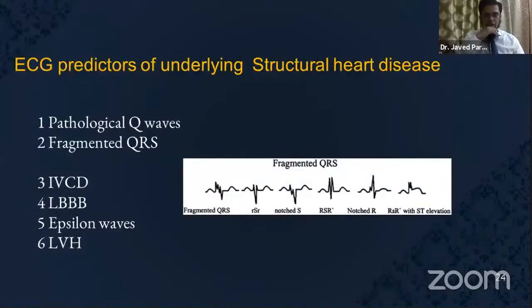Now again, there are certain pointers in the ECG which point towards structural heart disease. So what are those? If you have pathological Q waves, that indicates a scar. And if that patient presents with syncope, more likely he had a ventricular arrhythmia. Then comes fragmented QRS. Fragmented QRS is this slurring which you can see here. If you have this kind of slurring at the end of the QRS, or just prior to the end of the QRS, or you have notched S waves, or notched R waves, and you have RSR' with ST elevation, all of these come together in fragmented QRS. So if you have fragmented QRS in the baseline ECG, that indicates you have a scar. And this fragmentation is because of slow conduction in those areas. So once again, the ECG itself will tell you that the patient has a scar, and that is the reason for syncope in these patients. Then you have intraventricular conduction delays, left bundle branch blocks, epsilon waves, and left ventricular hypertrophy. Especially IVCD and left bundle branch block, if they are present in the ECG, most likely the patient has structural heart disease, and the cause of syncope was most likely cardiac arrhythmia.